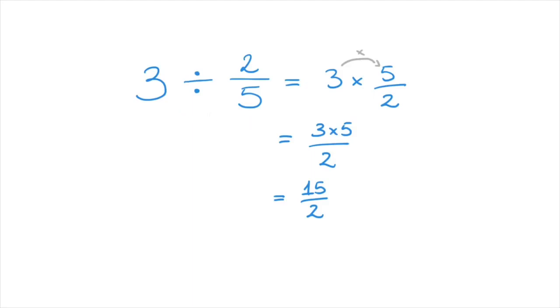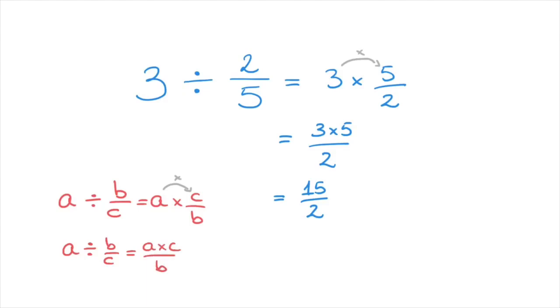Now, the method we've just used could be generalized with a formula. Indeed, say we have any whole number a which is being divided by a non-zero fraction b over c. Then we can state that this equals a times the reciprocal of b over c. So that's a times c over b. And just as we've seen, to multiply a whole number by a fraction, all we have to do is multiply the numerator by that whole number. Using that fact, we could push this formula a little further and state that any whole number a divided by a fraction b over c equals a times c over b.